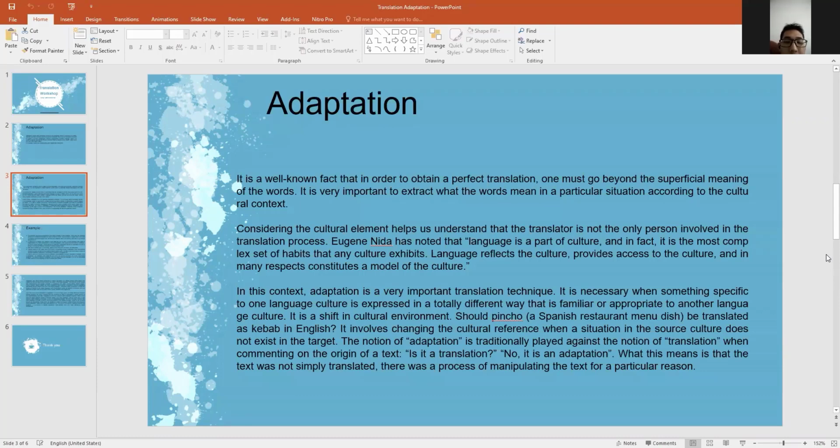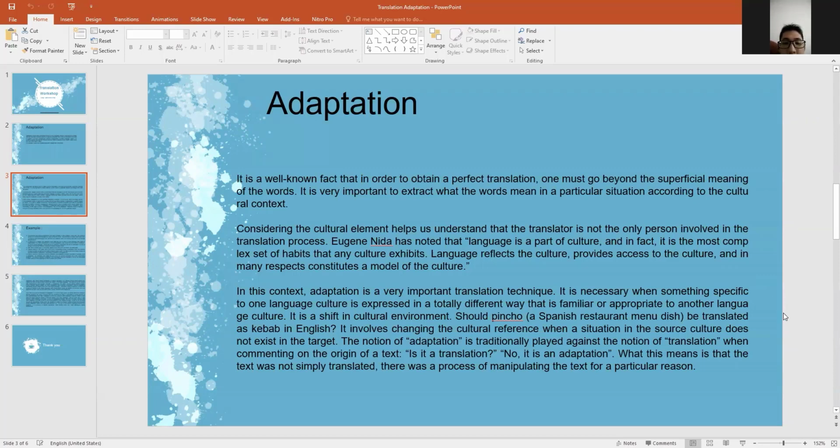Eugene Nida has noted that language is a part of culture, and in effect, it is the most complex set of habits that any culture exhibits. Language reflects the culture, provides access to the culture, and in many respects constitutes a model of the culture. In this context, adaptation is a very important translation technique.